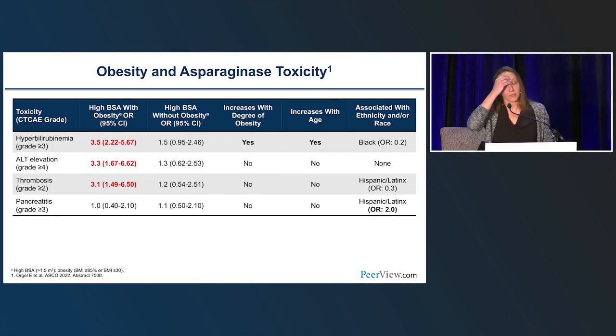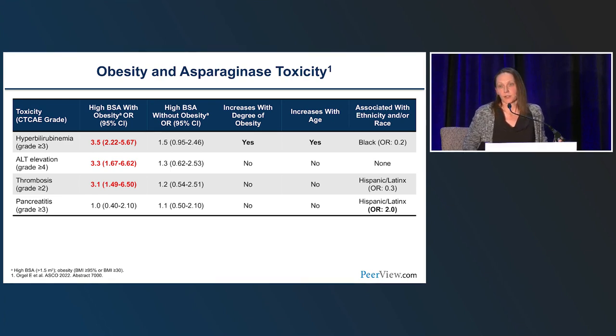Additionally, I often get the question, well, what about the tall, skinny kid whose BSA is high? Are they at the same risk as a patient whose BSA is high because they're obese? Eitan's data was able to sort that out as well. What he found is if you have a high BSA with obesity, you're at significantly increased risk for some of those toxicities that we just talked about: hyperbilirubinemia, elevated ALT, and thrombosis, not pancreatitis of interest.